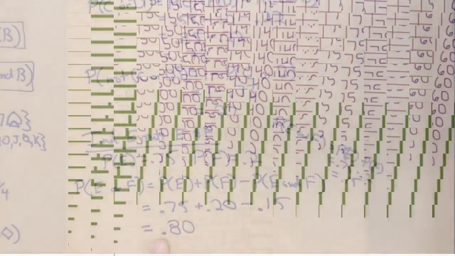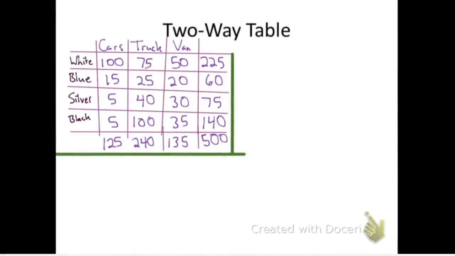And for our last example, we're going to look at this two-way table where we're comparing cars, trucks, and vans, as well as white, blue, silver, and black colors out of 500, let's say, vehicles in the parking lot. So let's start working our way through some of these. If I started with the probability that I would pick a car out of all of these in the lot, I'm looking at this column, and there are 125 out of 500 cars. And that reduces to be 1/4.